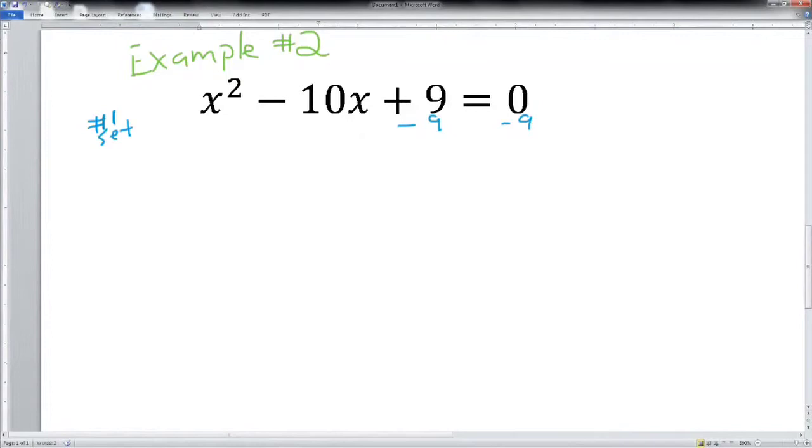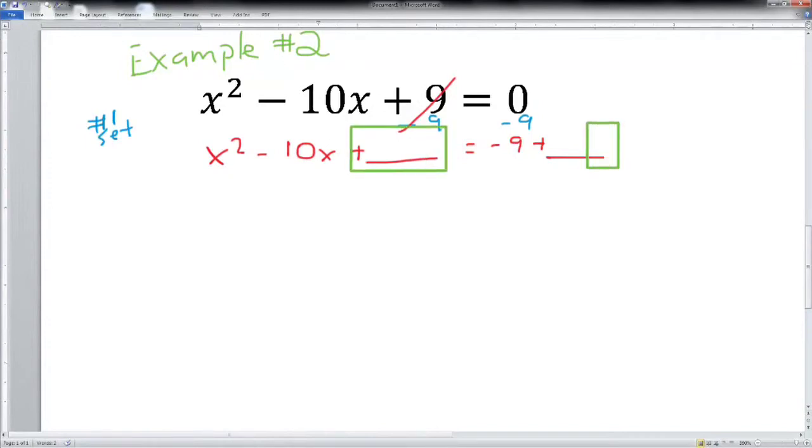That'll leave us with x squared minus 10x plus blank. That's your first blank. We'll cross out the 9's because those go away. Equals negative 9 plus blank. So we've set up, we've got our space on both sides to add whatever it is we need to add to complete the square. And that's step 1.